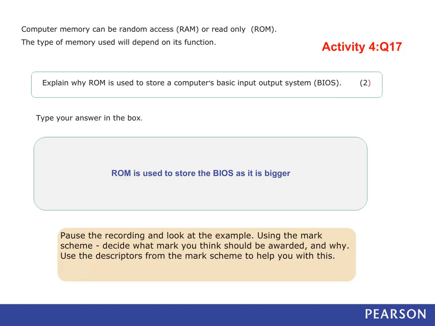Using the mark scheme for Question 17, what mark would you award? Use the descriptors from the mark scheme to help you with this. You may wish to pause the video to carry out this activity.